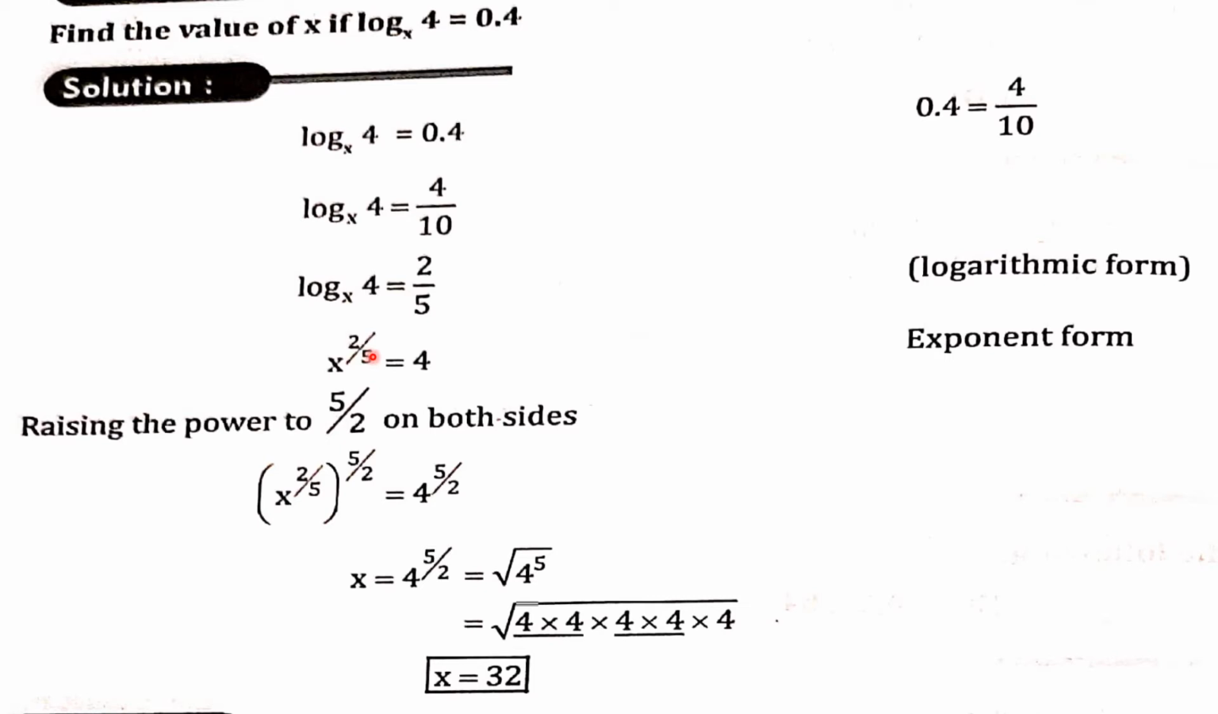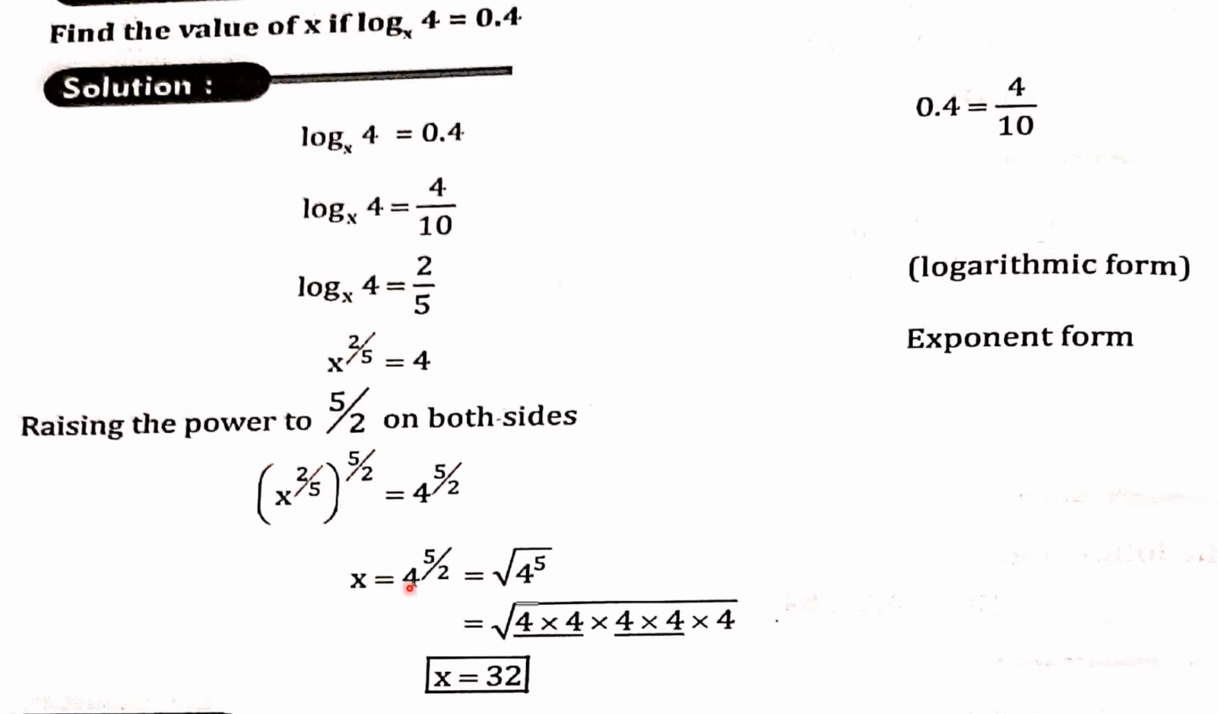So if you take 5 by 2, that means you are changing the numerator and denominator. If you take that on both the sides, then it will become equal. So that is why you will raise the power 5 by 2 on both the sides. So x to the power 2 by 5 to the whole power of 5 by 2 is equal to 4 to the power 5 by 2. So here 5 and 5 will get cancelled, 2 and 2 will get cancelled.